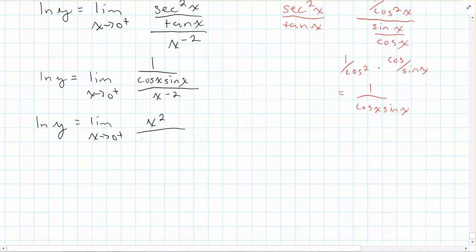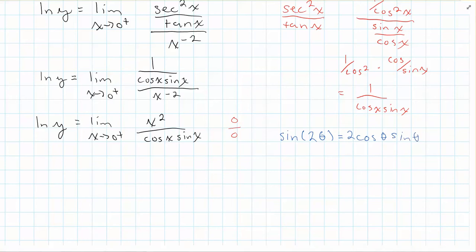X squared over cosine x sine x. If we think about this for a second, this would be in the form 0 over 0, so we could apply L'Hopital's rule again, but before I do that, I'm going to remember a trig identity: that sine of 2 theta is 2 cosine theta sine theta. Because what I'm going to do here is rewrite this.